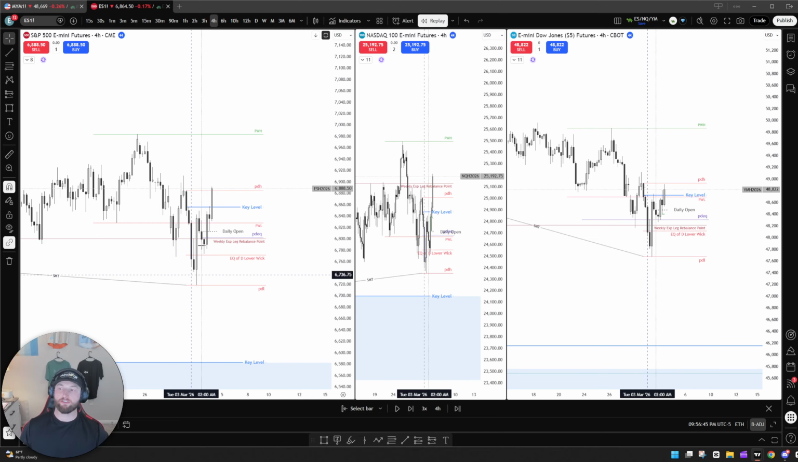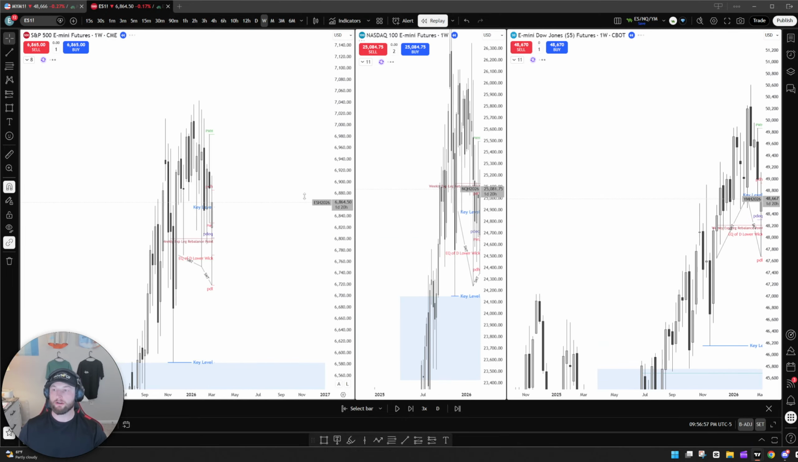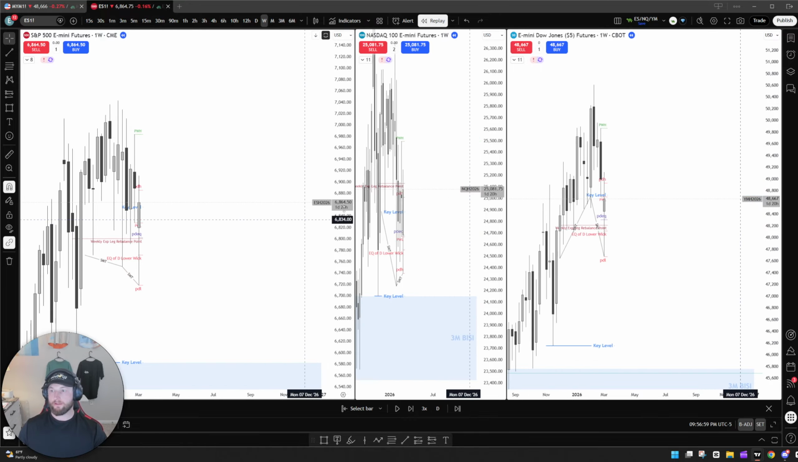That's what's important. This is the EQ, like where the previous expansion leg on the weekly time frame is, right? So like, I'll show you.